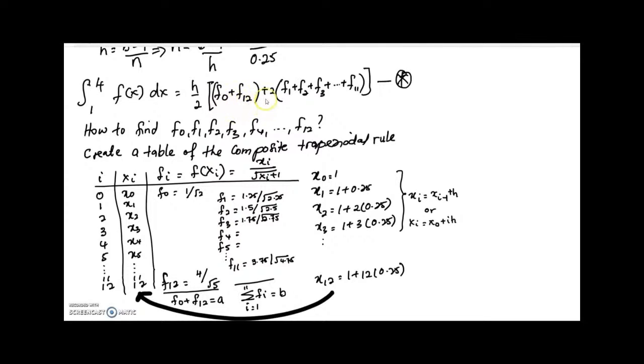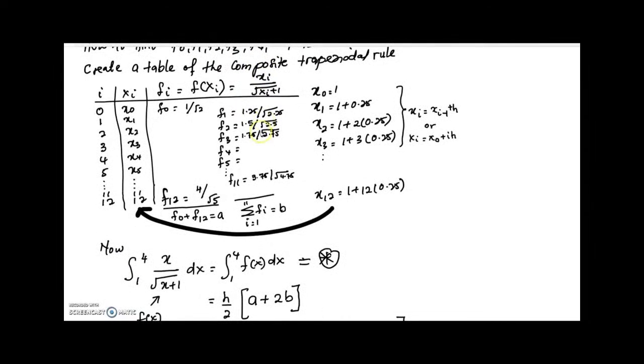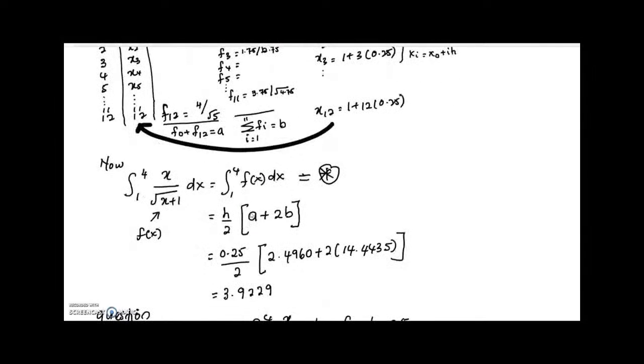All right, so press your calculator, please. You can get F0 plus F12 is 2.4960. F1 plus F2 plus F3 up to F11, you will get 14.4435. All right, so this is the 4 column that I mentioned here. This is very important. I don't want you to miss it.